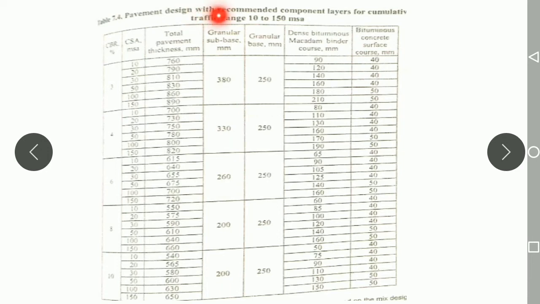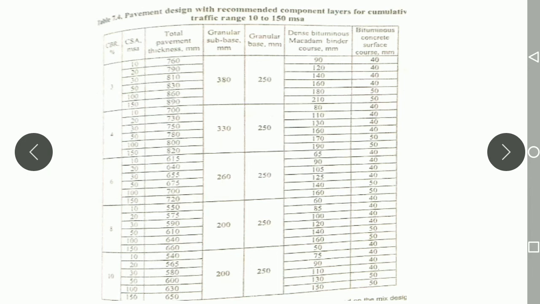If the CSA value is 10 to 150, then you can use this table for the distribution of the thickness of the different layers. The different layers comprise granular subbase, granular base, dense bituminous macadam, and the bituminous concrete surfacing. These are the different layers you need to provide after the designing. The total thickness is given, CBR value is there, CSA value is there, so correspondingly you need to find out. This is the complete procedure of how to design this flexible pavement.